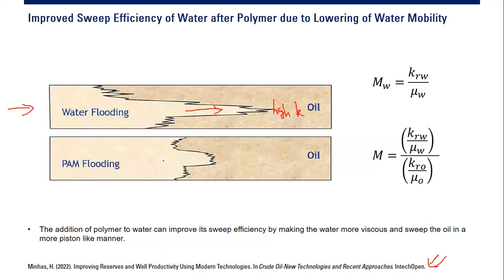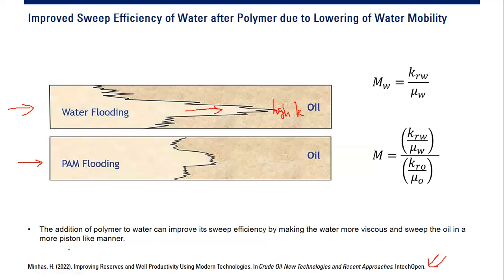And then what happened here? You mix water with polymer. And to be specific, the polymer used in this context is polyacrylamide. Thus, the name is PAM flooding. Okay, and as you can see here, the addition of polymer to water can improve its sweep efficiency by making the water more viscous and sweep the oil in a more piston-like manner.